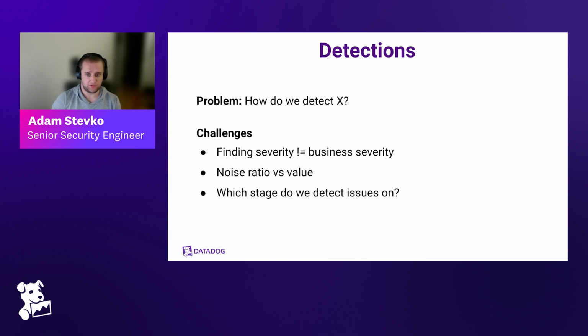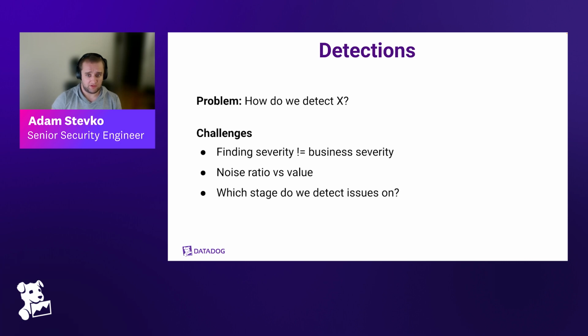So basically we are using open source tooling in general, though there are different challenges. The finding severity might not necessarily be the business criticality. Let's say that I have an S3 bucket that is open to the world, but it doesn't mean that it is basically the highest priority thing that I should focus on.